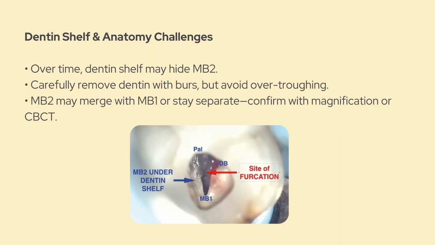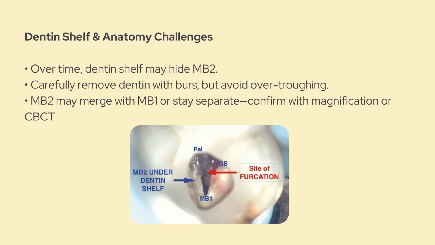Now, about the Denton shelf, this is especially relevant in middle-aged and older patients. Over time, MB2 can get buried under a layer of secondary dentin, forming what we call the Denton shelf. That dentin shelf has to be removed carefully, otherwise MB2 stays hidden and uninstrumented. And if you don't remove it, you simply can't access or clean the canal.